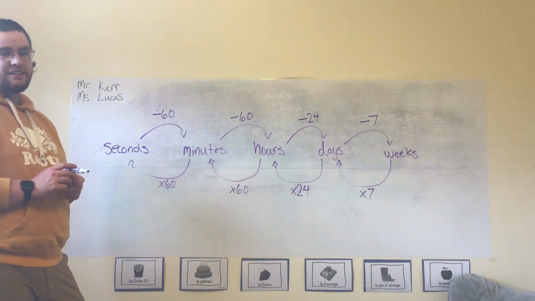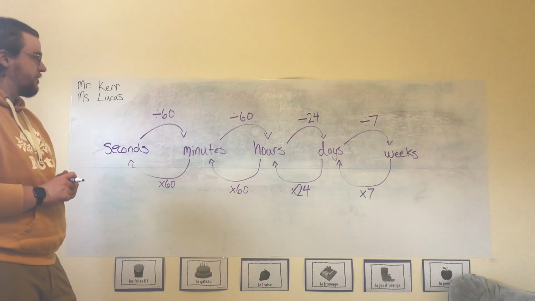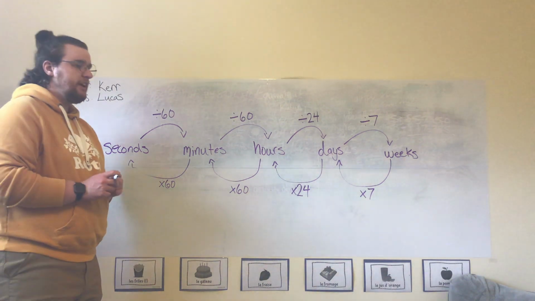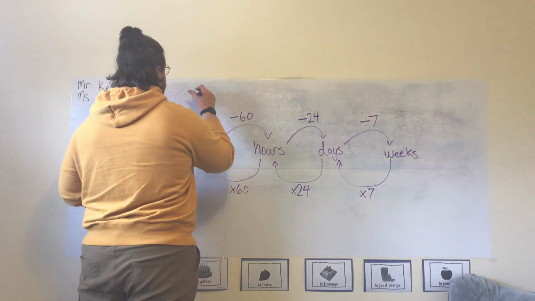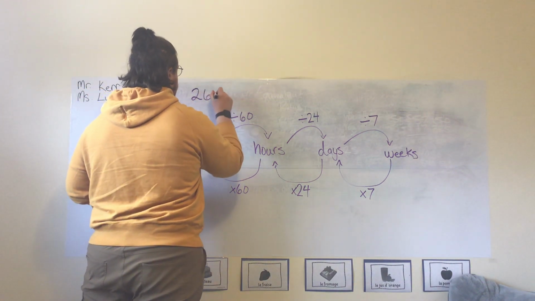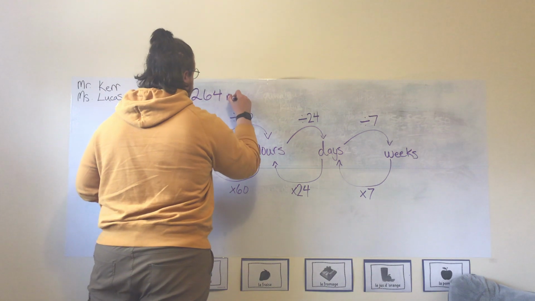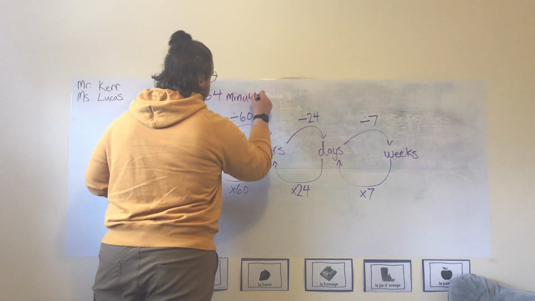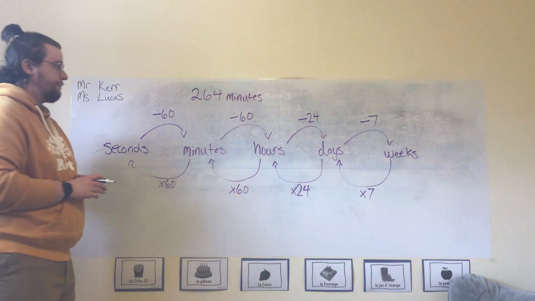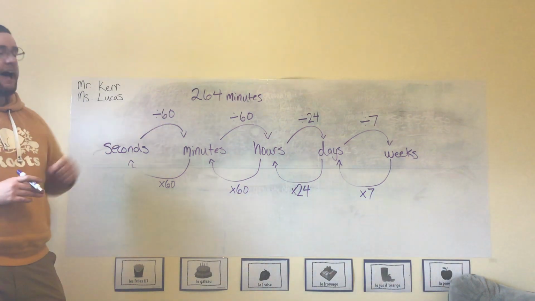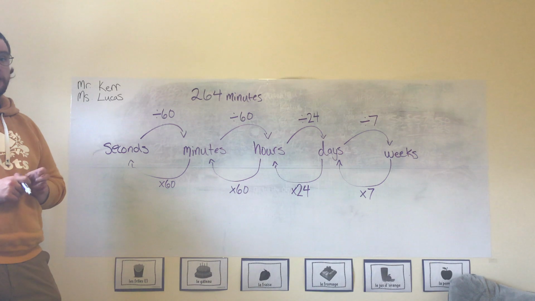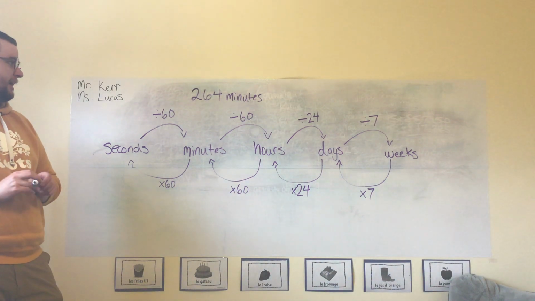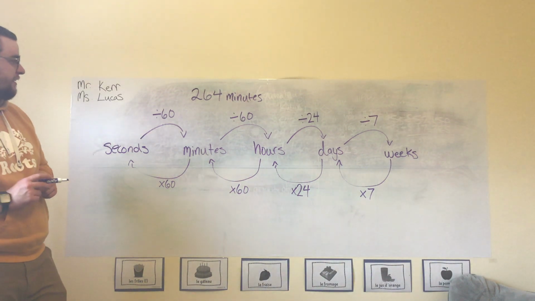So let's go from minutes to hours. We're going to say that somebody ran a marathon, and it took them 264 minutes to run the marathon. And we want that in hours because 264 minutes is a big number, and we're not sure exactly how many hours that is. So we want to turn that into hours.